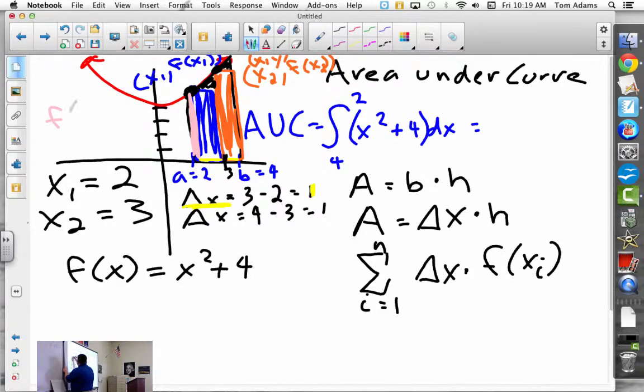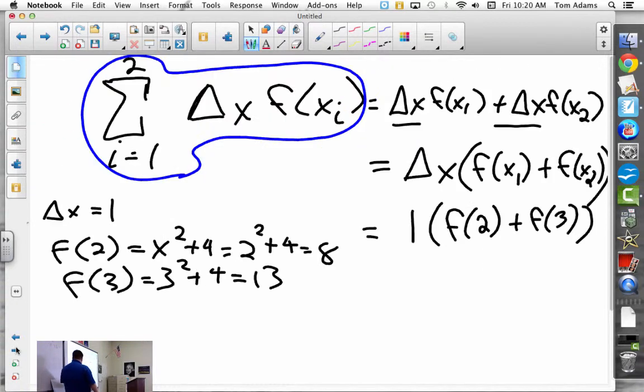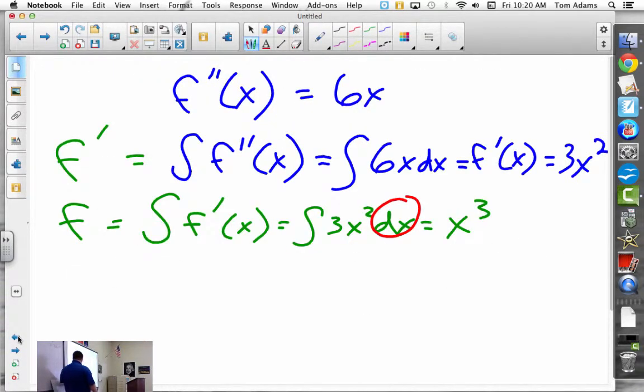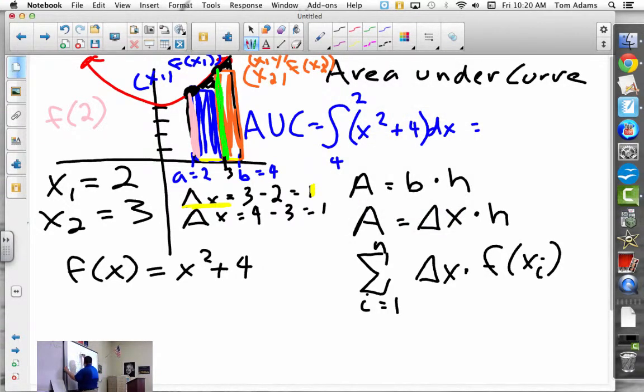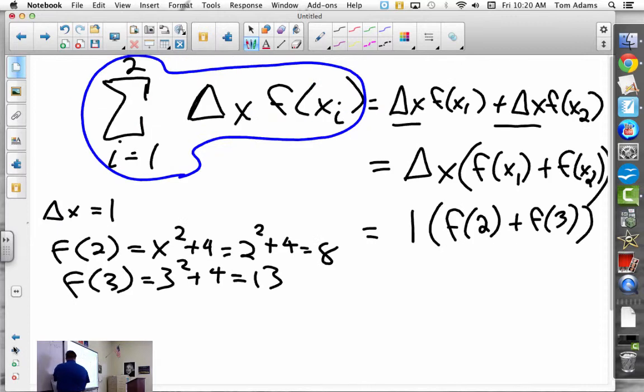Well, that length is f of 2, right? Because it's the y value of that point on the curve, isn't it? So that's why we're doing f of 2. And then we do the same thing for the other rectangle, which is f of 3. Because if we come back here, let's do this one. This length here is the y value f of x sub 2, which is 3. Okay? All right, you guys good so far?